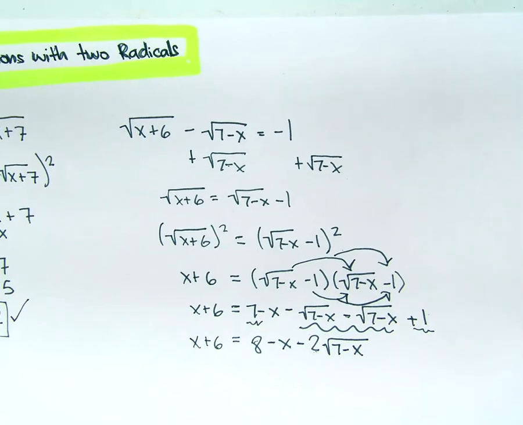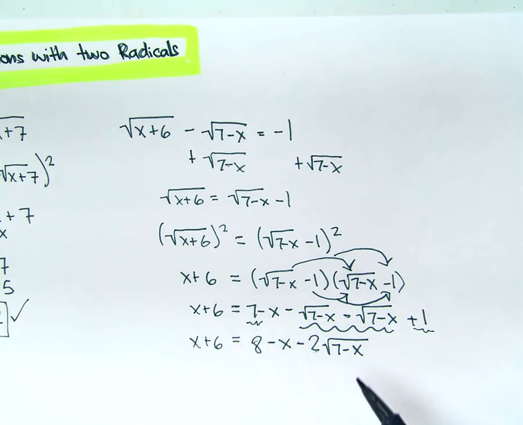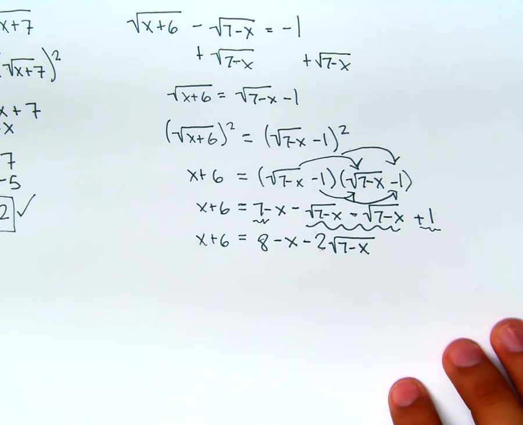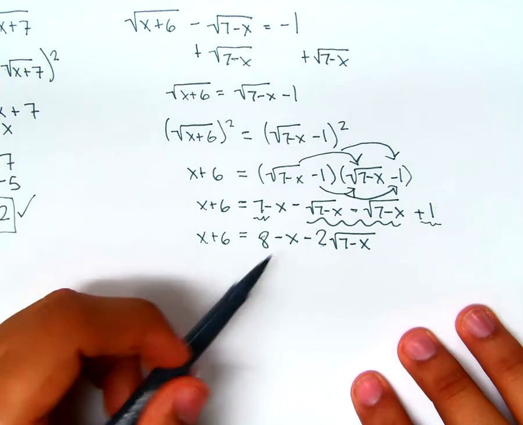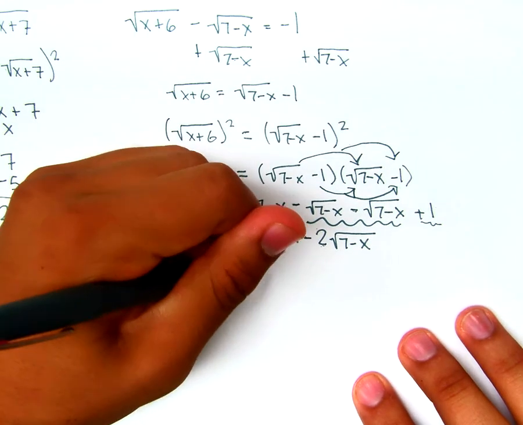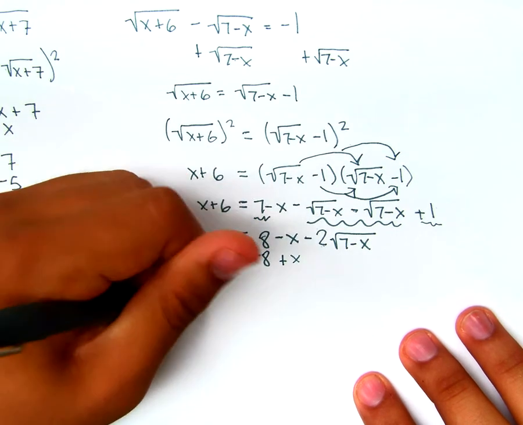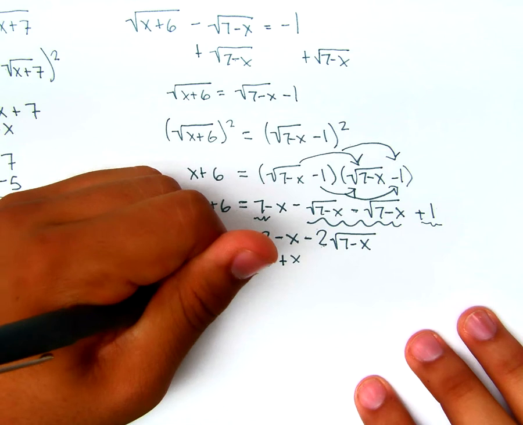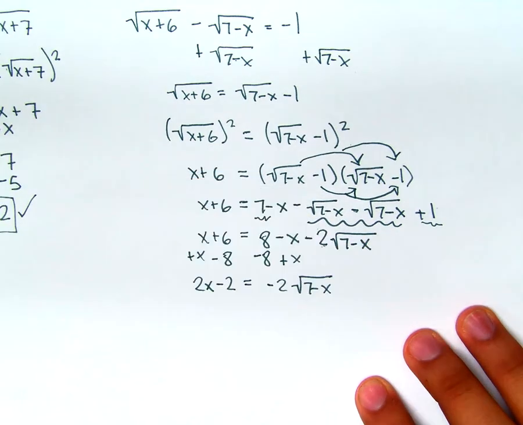So if you notice, after we've gotten rid of that first radical we isolated, we got to do the same thing. Okay? We got to isolate this radical here and do that same process. Alright? So nothing's changing necessarily. There's just another step. You have to get rid of all the radicals. So let's move all of this over here to the left side. So you want to subtract 8 and add x. Subtract 8 and add x. So now we have 2x minus 2 equals negative 2 square root of 7 minus x.